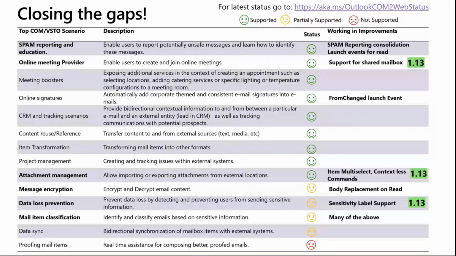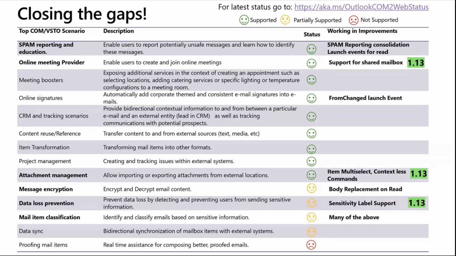And then there are some others where we definitely need to do way more work, for example, proofing solutions, like real-time assistance when you're typing an email and giving real-time help while you type. It's an area where you cannot create a great add-in right now, right? But in the future, we're going to invest more there also. And as you can see, some of the features that we are launching are consistent with this plan.